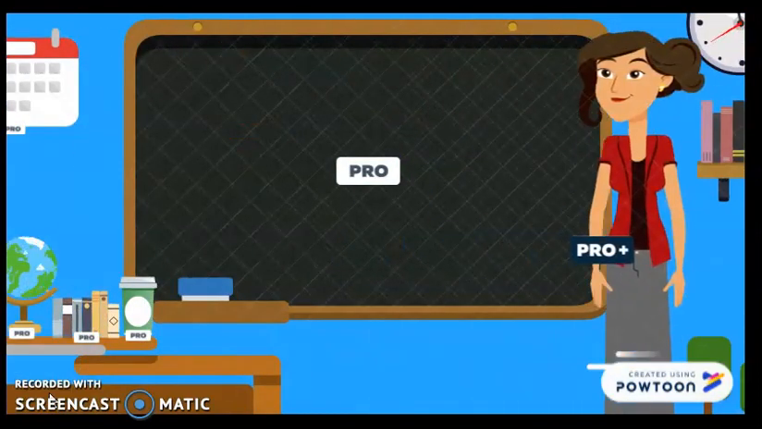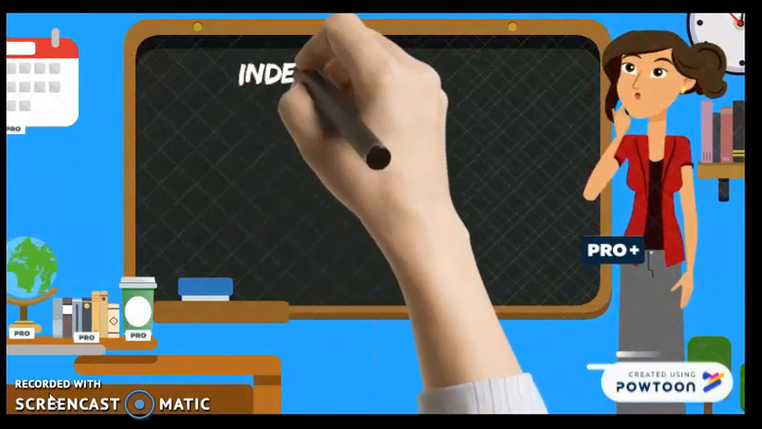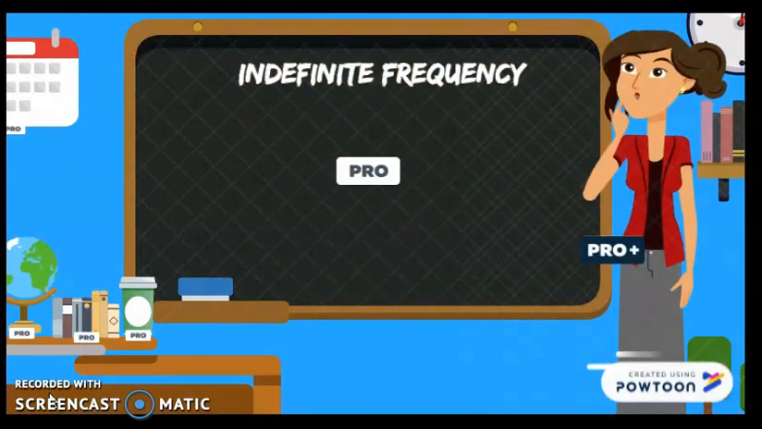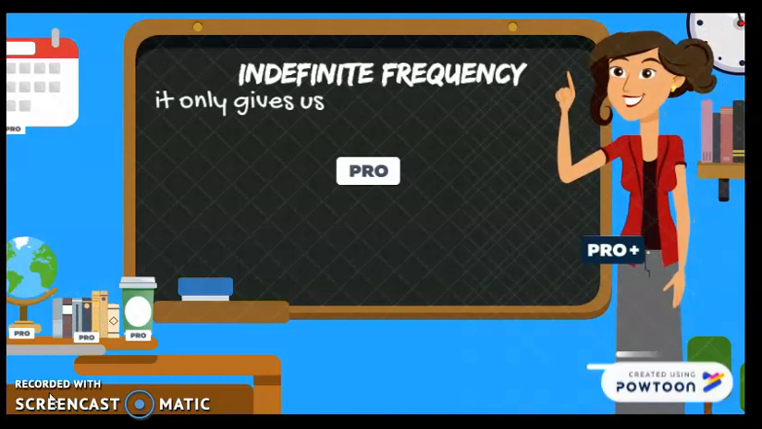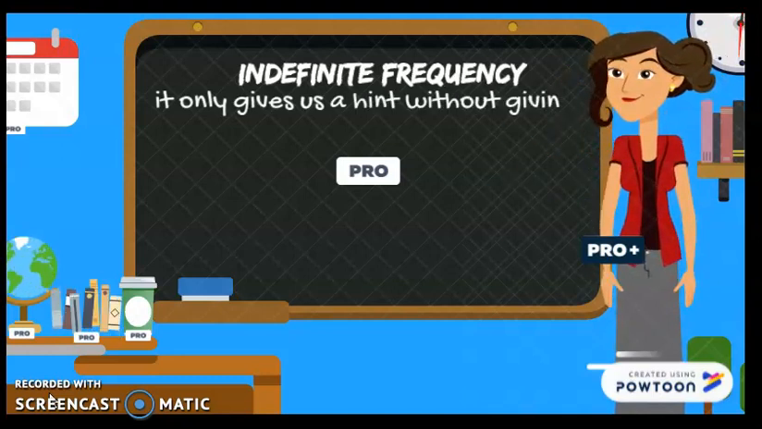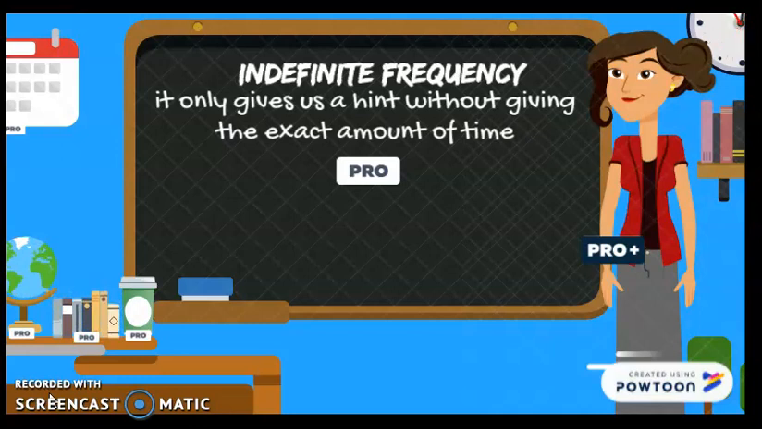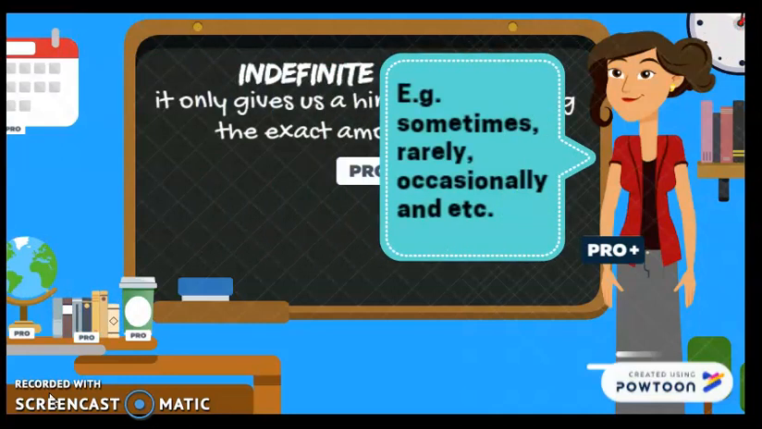The second type is your indefinite frequency. What do we mean by it? Indefinite frequency, it gives us a hint without giving the exact amount of time. Examples, you have here sometimes, rarely, occasionally, and a lot more.